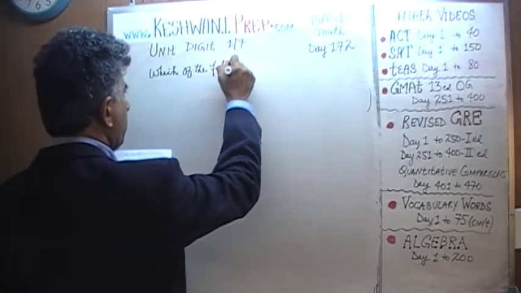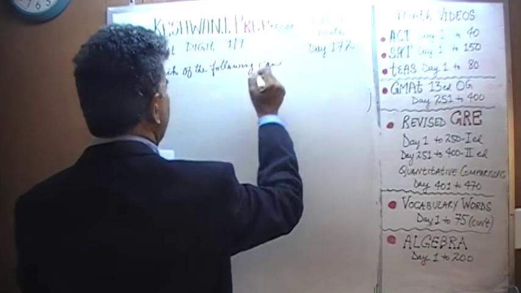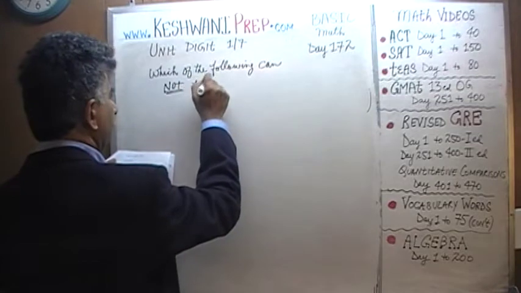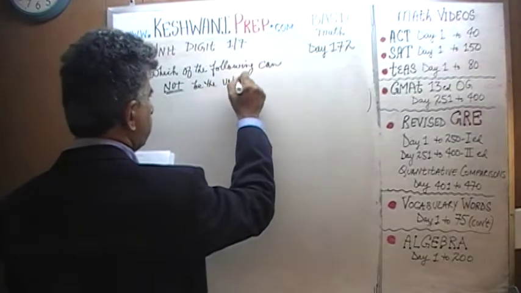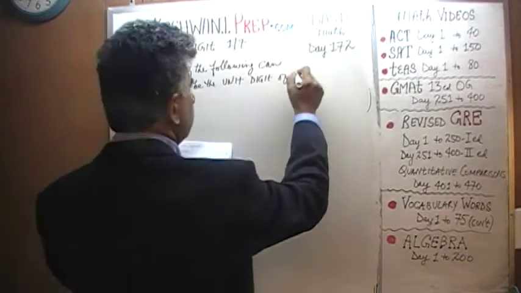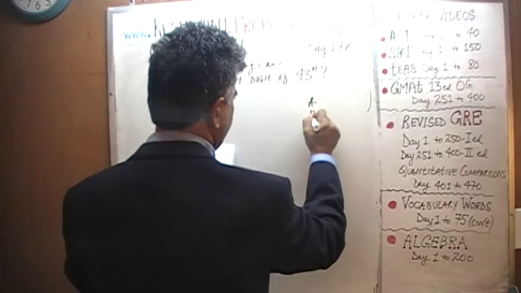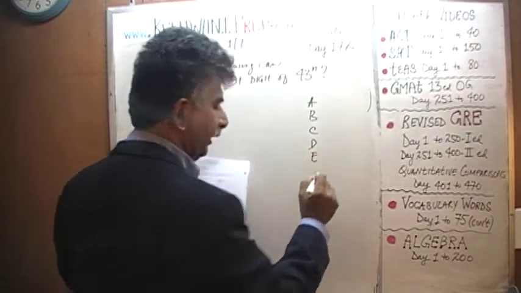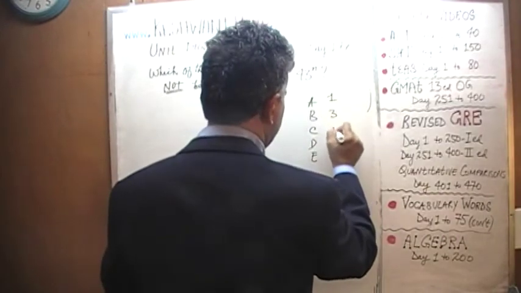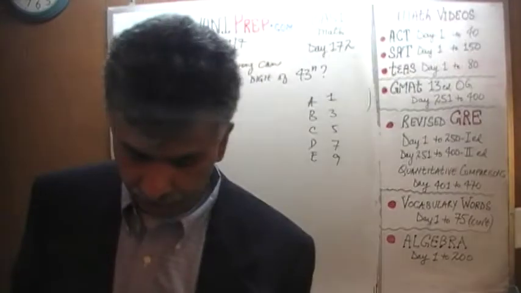The question says, which of the following cannot be the unit digit of 43 raised to n? Here are the answer choices: A, B, C, D, E, and the answer choices are 1, 3, 5, 7, and 9. Quite a straightforward deal.